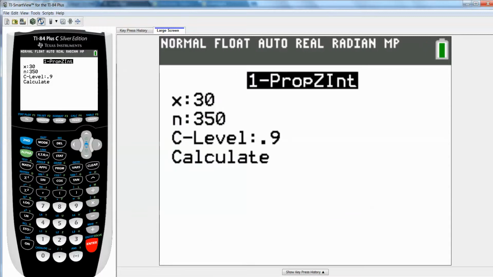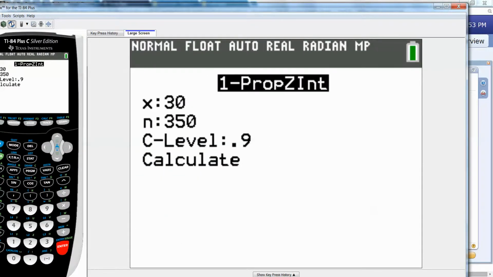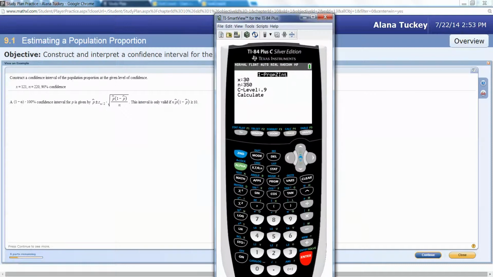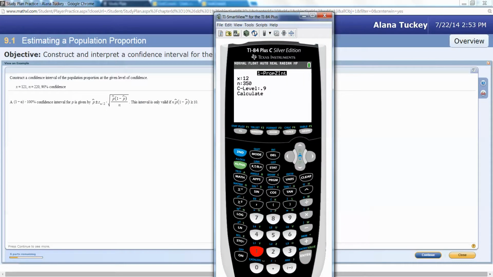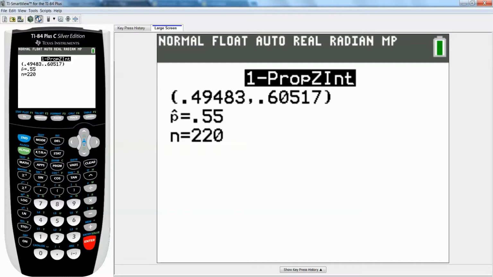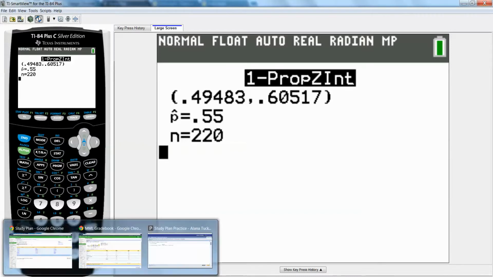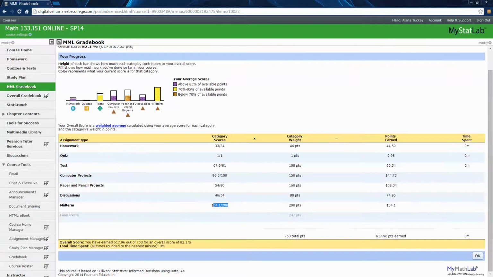You're going to type in these numbers: 121, enter, 220, enter, confidence level is 0.9, enter, and go down to calculate, and there's your answer. Notice that it tells you the sample proportion in the center, p hat, which is 0.55.